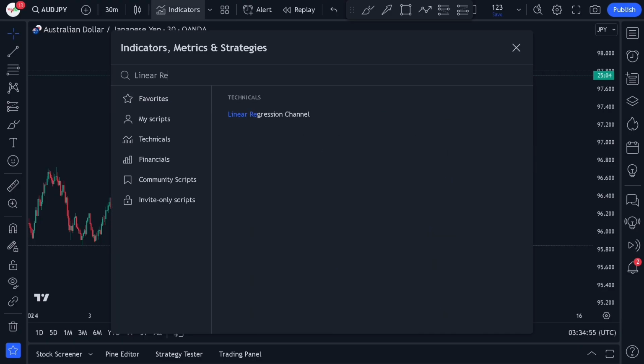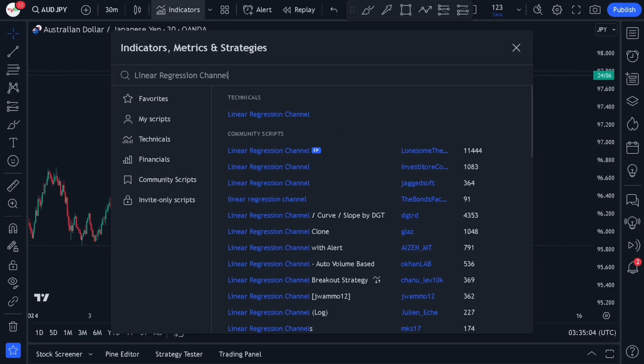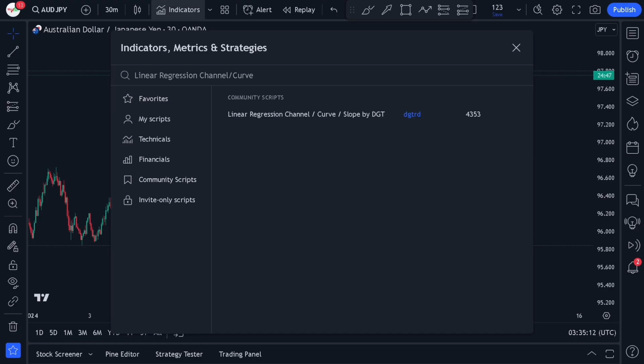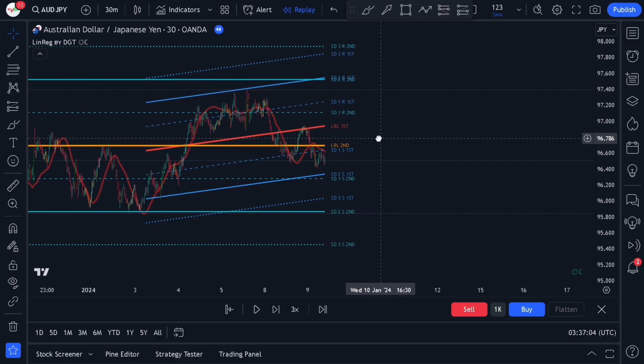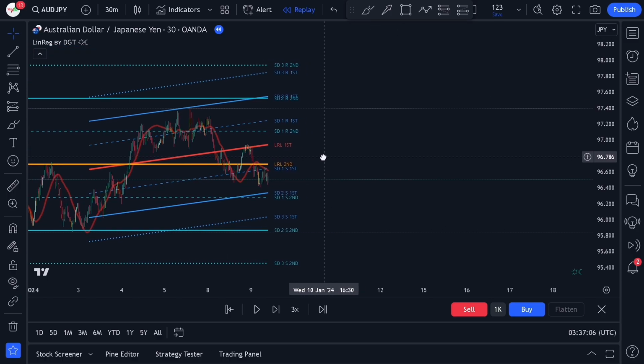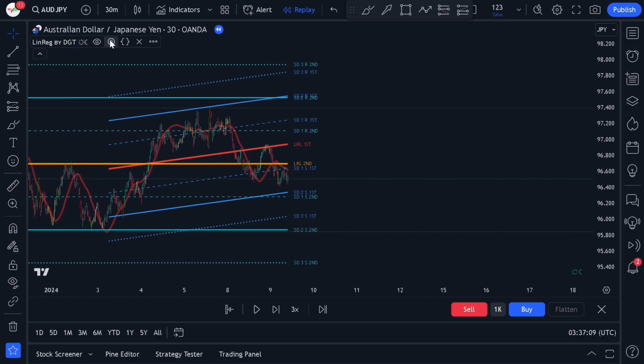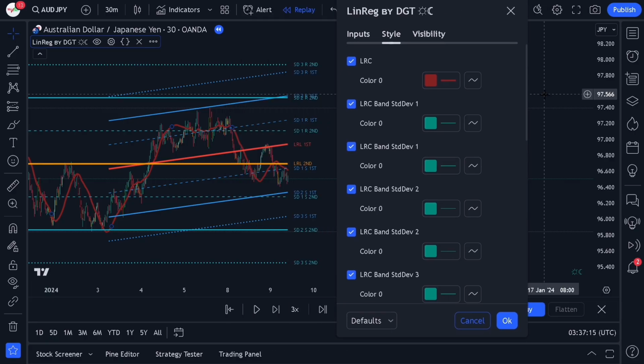Click on the Indicators tab and search Linear Regression Channel, Curve, Slope. Click on this one by this user. To add it to your chart, ensure you are on a 30-minute time frame or lower. Once added, you'll notice the indicator immediately draws 2 channels for you. Let's quickly go into the settings by clicking this gear icon to adjust a few options.